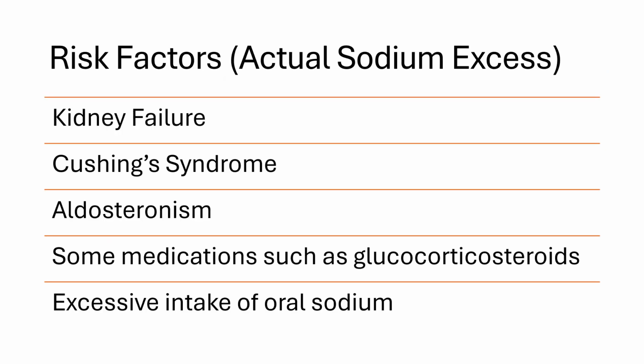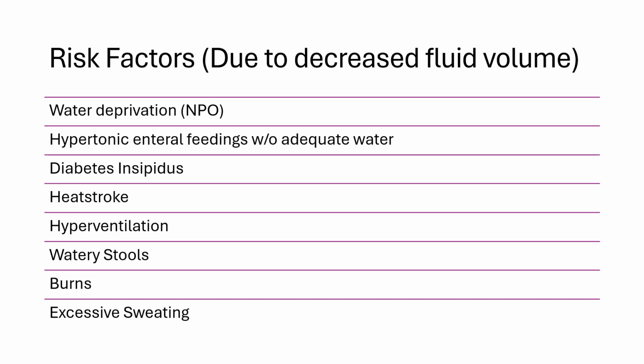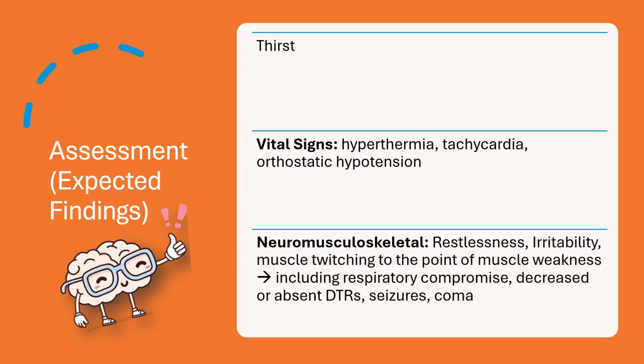So, what are some of my actual sodium excess issues? Things like kidney problems, Cushing syndrome, aldosteronism, some medications such as glucocorticoids, and excessive intake of oral sodium. What does it do to decrease fluid volume? Water deprivation, so things like NPO, hypertonic tube feeding without adequate water, diabetes insipidus, heat stroke, hyperventilation, watery stools, burns, and excessive sweating.